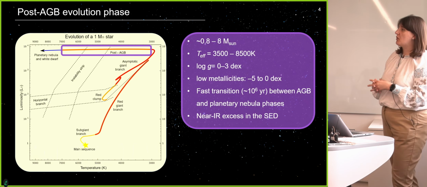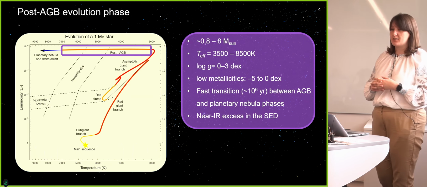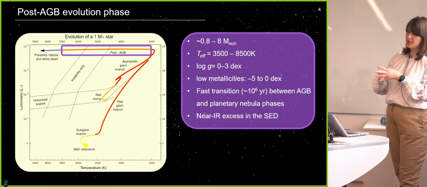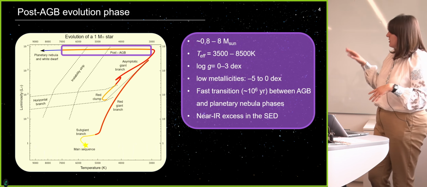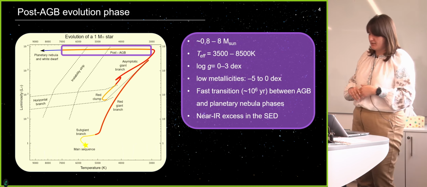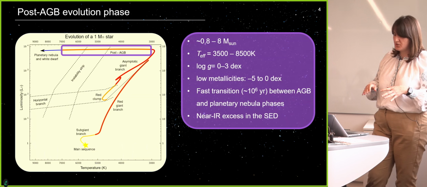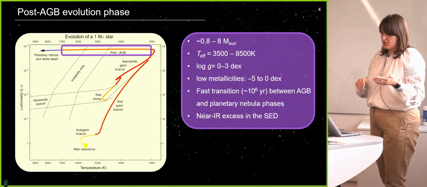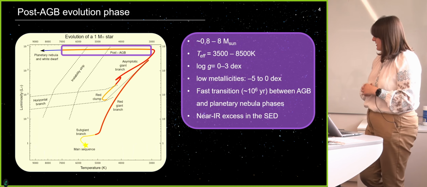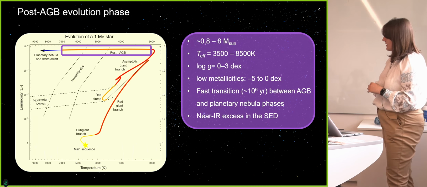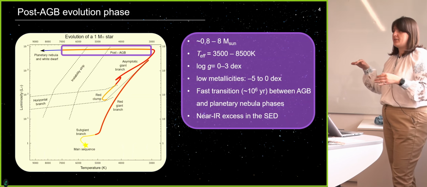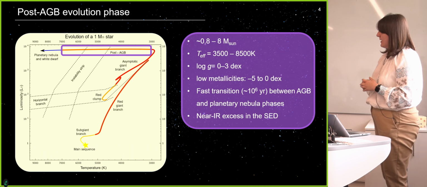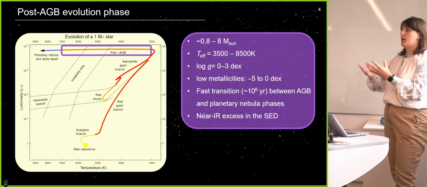I'm not going to talk in lots of detail about single star evolution, but just to note some main properties of single post-AGB stars. We are talking about low to intermediate mass stars in fast transition between the AGB and planetary nebula stage. Post-AGB stars have low surface gravity, they also have low metallicities, and they exhibit a near-infrared excess in the spectral energy distribution, commonly attributed to the presence of dust around the star.